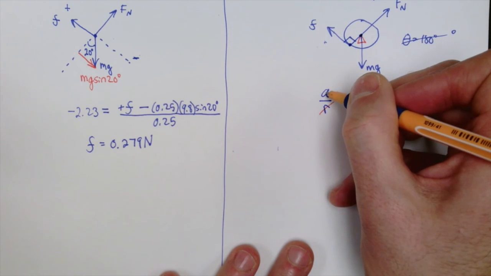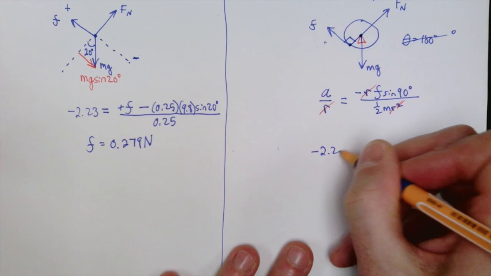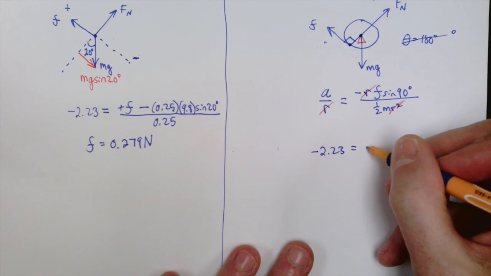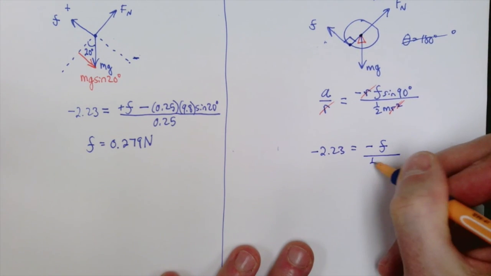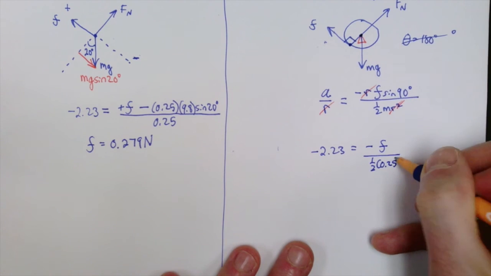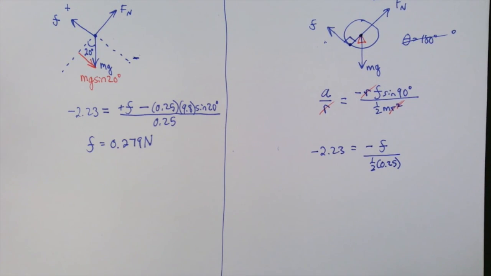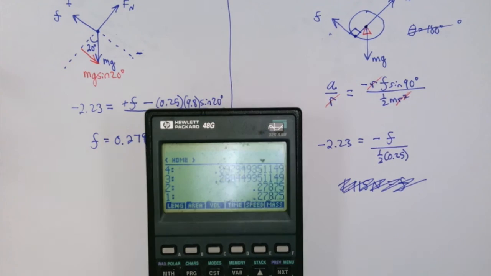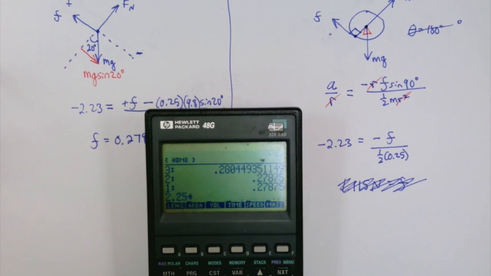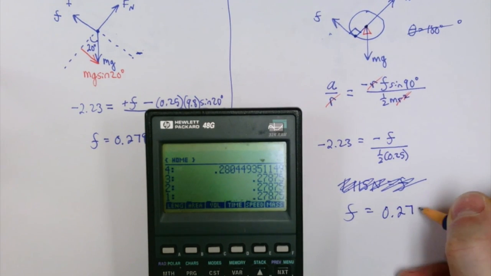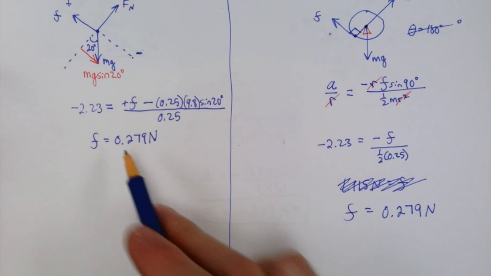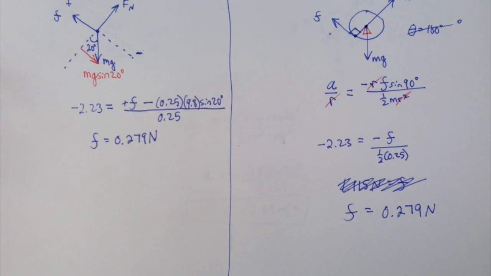Now, A from the previous problem is equal to negative 2.23. So that is equal to negative friction, and the sine of 90 is 1, and then divided by half the mass, which is 0.25. Let's see if we end up getting the same answer that I got last time. Okay, so let's calculate that result there. So 2.23 times a half and times 0.25. And okay, look at that. Our answer for friction is 0.279 newtons approximately. And that is what we got last time. So obviously I did do it right previously.